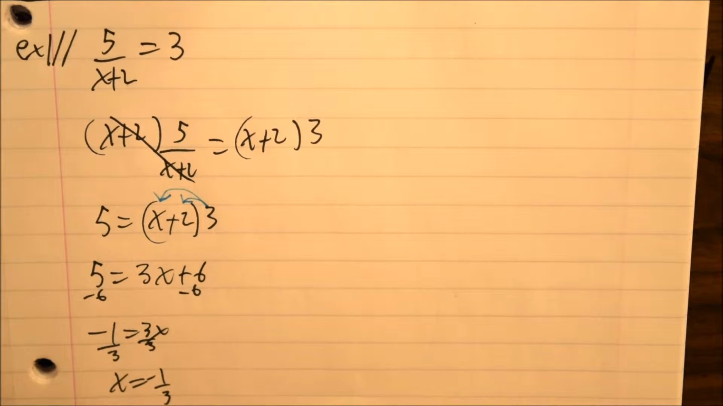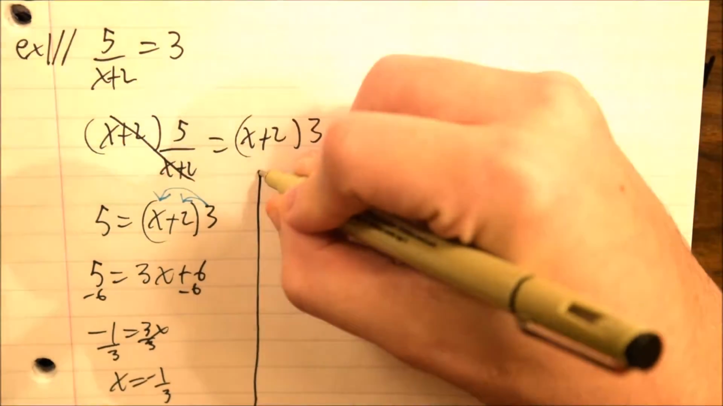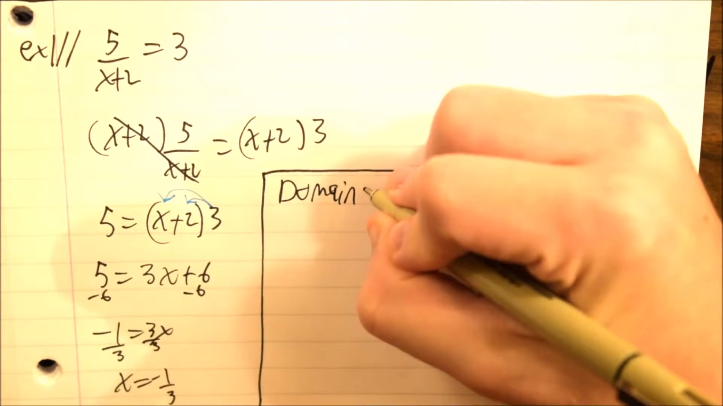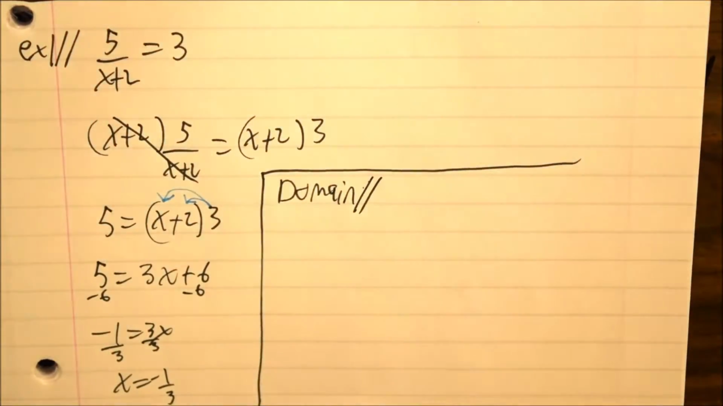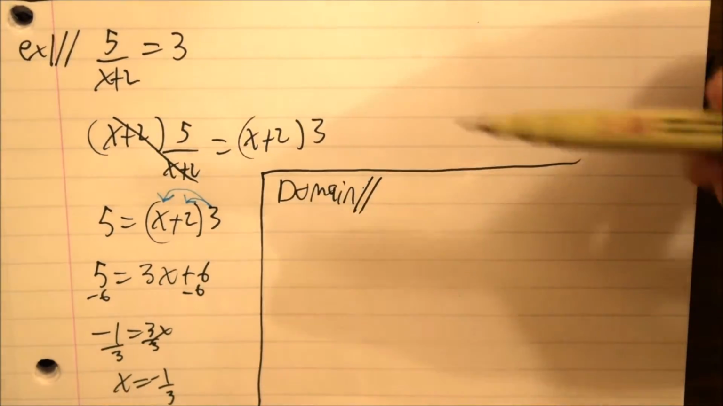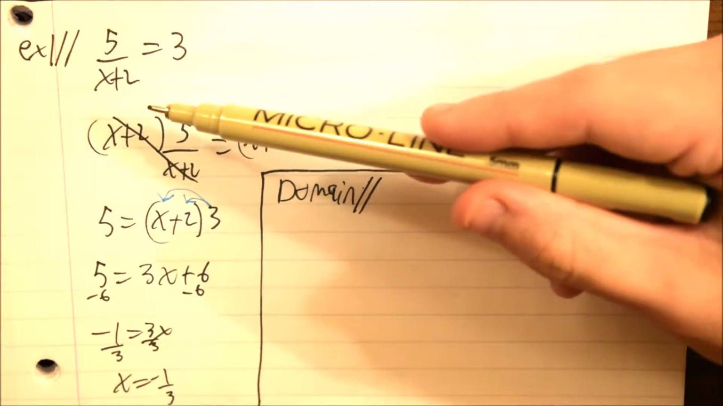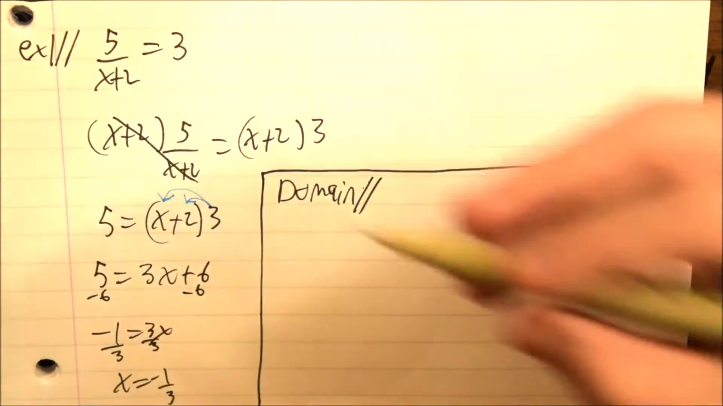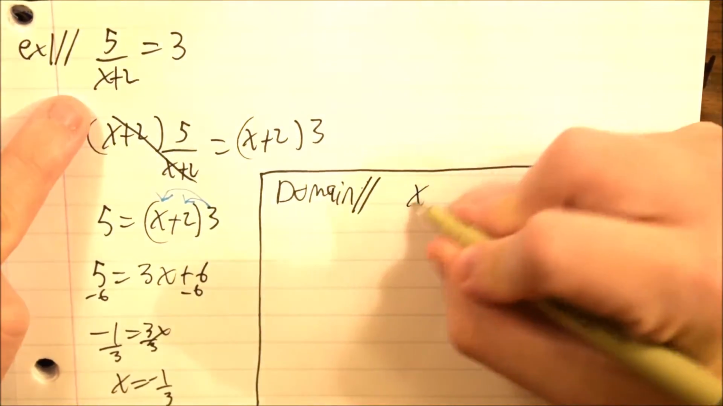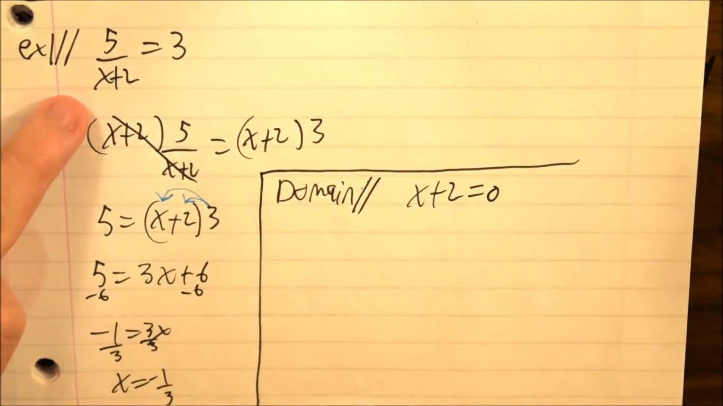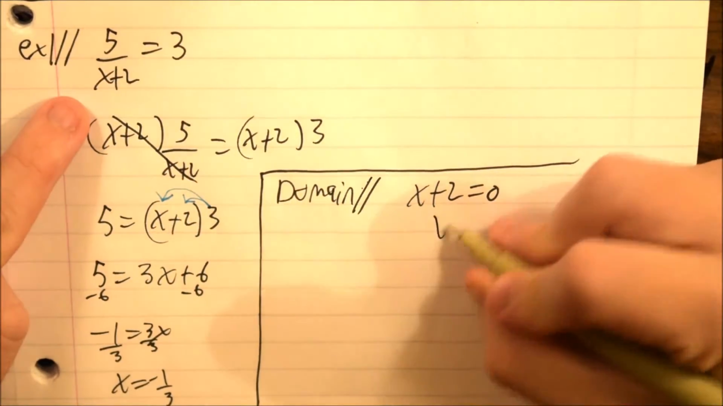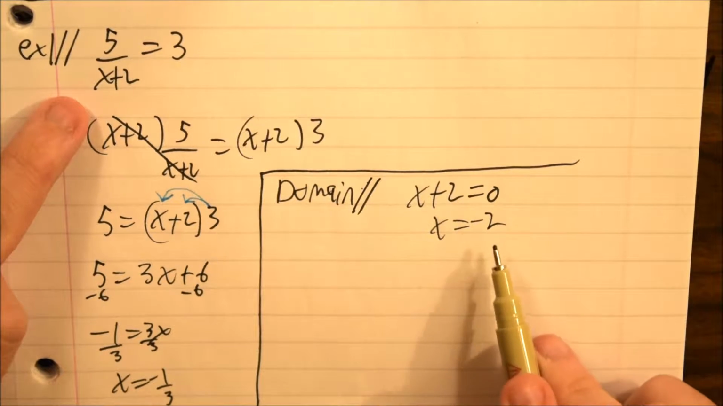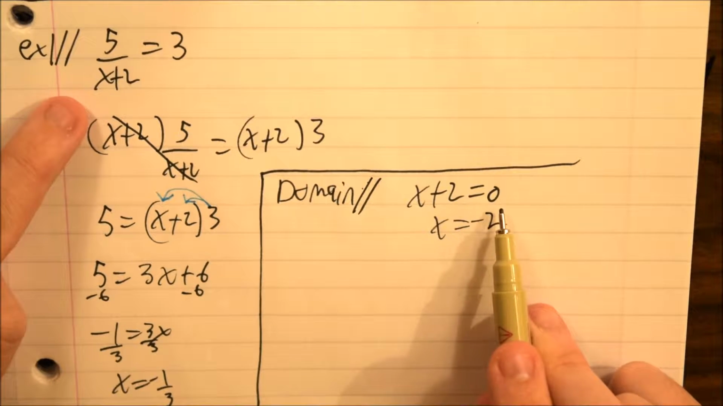So what I'm going to do is find the domain of this equation. The way I'm going to do that is I'm going to find what makes the denominator equal to 0. And everything that isn't that number is the domain of the function. So I'm going to look at this x plus 2 and set it equal to 0 and solve for x. Okay, well that gives me that x is negative 2. So what that means, if I plug in a negative 2 into here, it makes my denominator equal to 0.